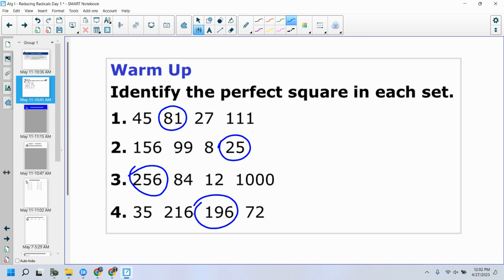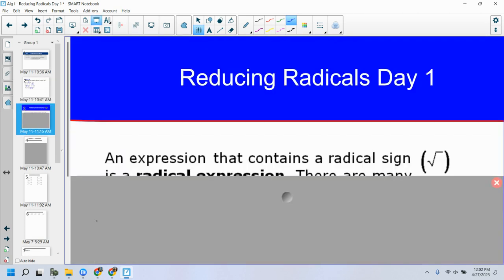196. Those are all numbers that if I square root them, they come out nice and even, nice whole numbers. Basically, if I inverted it, any number squared would be a perfect square, right? Any number squared would be a perfect square. Like 9 squared, you get 81. 5 squared, you get 25. 256, that's 16 squared, and 196 is 14 squared, okay?